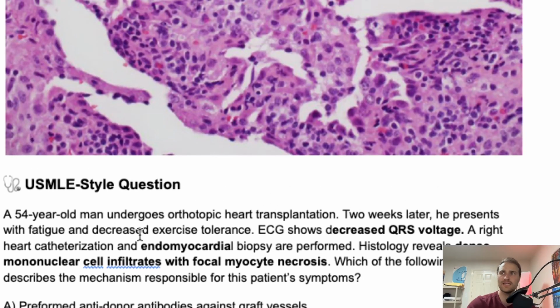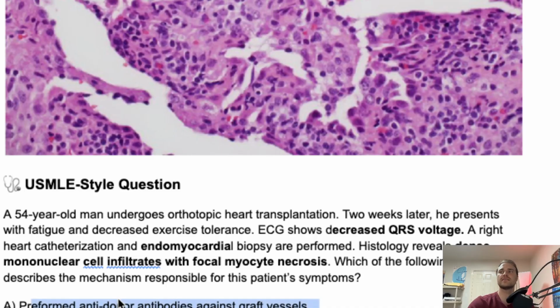So the other ones, why is it not the preformed anti-donor antibodies against the graft vessels? That would be hyperacute, and that happens in minutes to hours, and it's caused by your preformed IgG antibodies, you already got them, and it leads to thrombosis and necrosis, not the lymphocytic infiltrates. That's going to be a little bit longer with your T cell reaction.